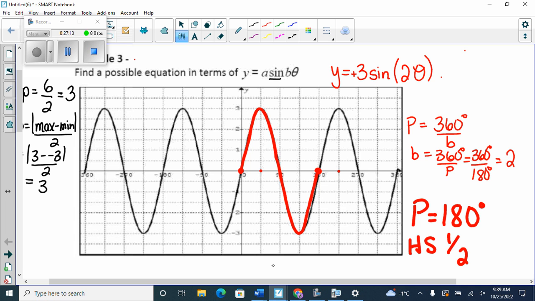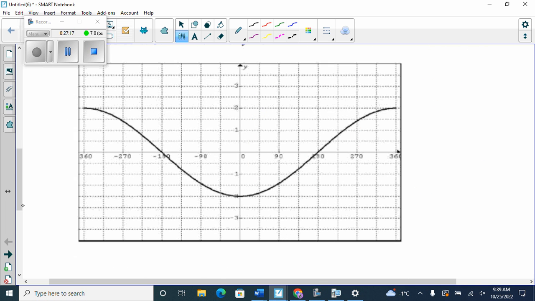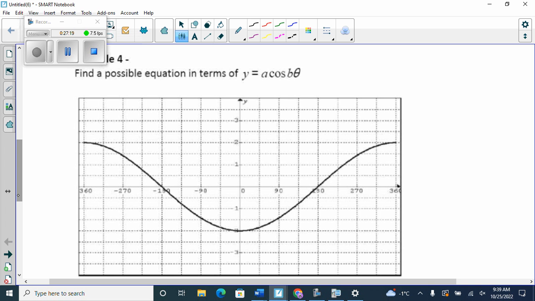All right, we have the equation. Done. What about this one? What is my amplitude? I go from -2 to 2, which is a distance of 4. Divided by 2 is 2. Or I can use the formula, max minus min: 2 minus -2, absolute value, divided by 2 is 2. Either way, it's 2.